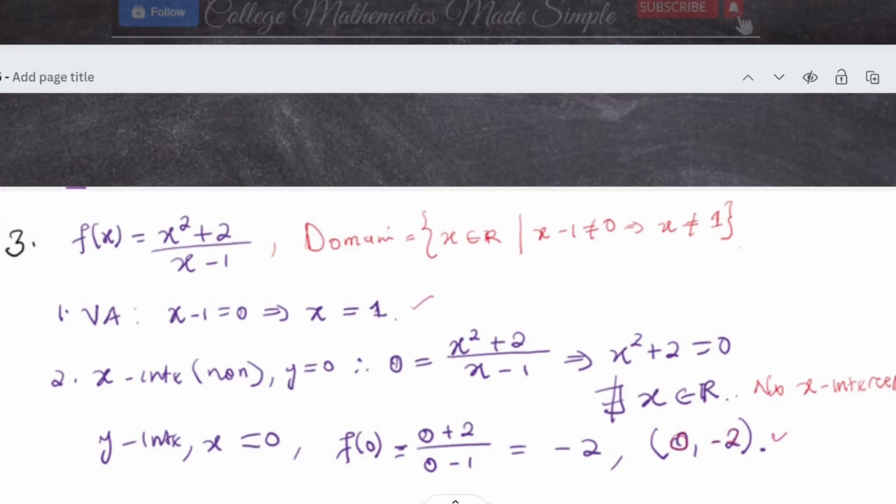All right, the final problem: you have f of x is equal to x squared plus 2 over x minus 1. Now the vertical asymptote, the denominator equal to 0, so x is equal to 1. And for the domain, you just remove the point of the vertical asymptote. So that is all real numbers except x equal to 1.